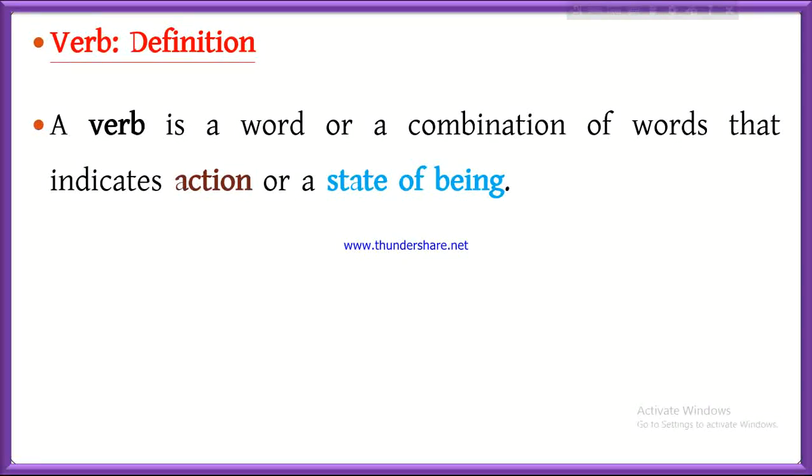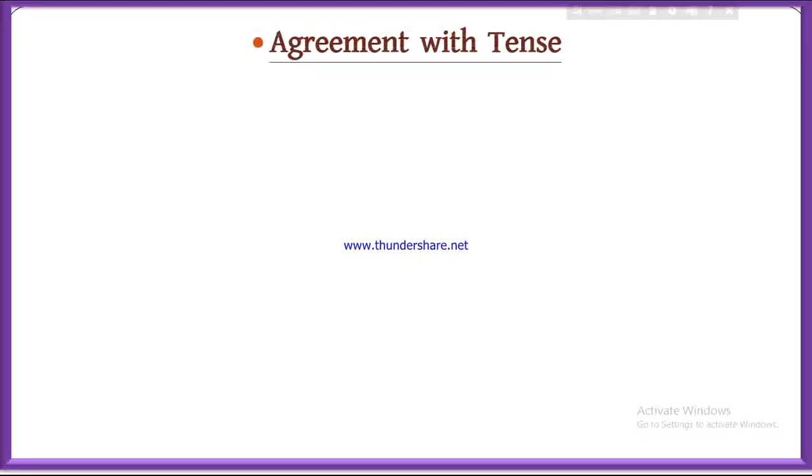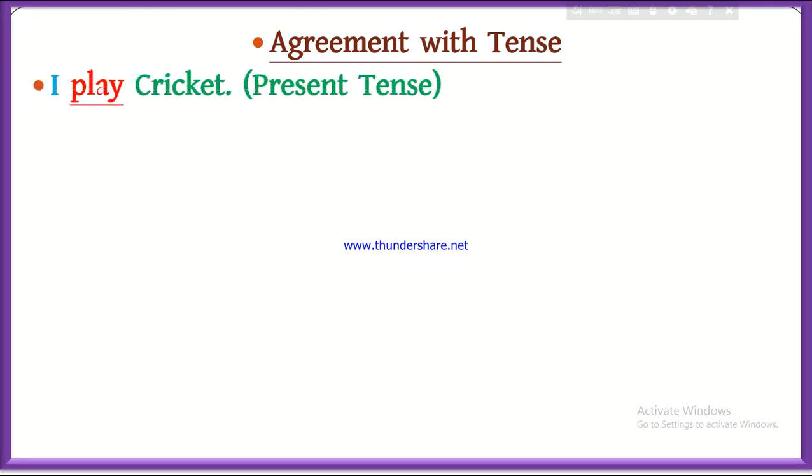Dear viewers, verbs have agreement with the subject. I can say clearly that a verb has agreement or relation with the tense, person and number of the subject. Let us look at the examples here. Okay, actually, a few moments ago, I said that a verb has agreement with tense. Now let us see what the agreement is here.